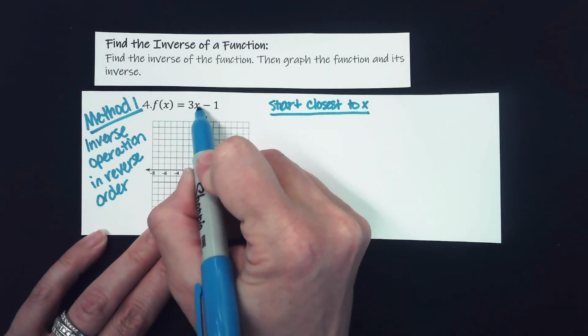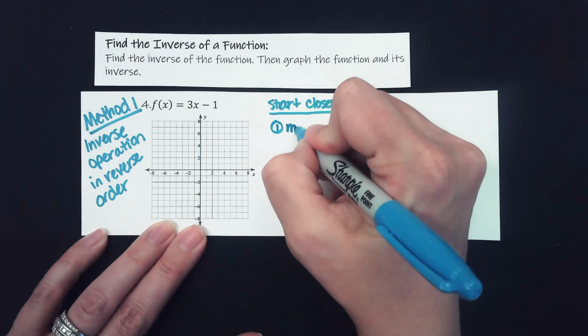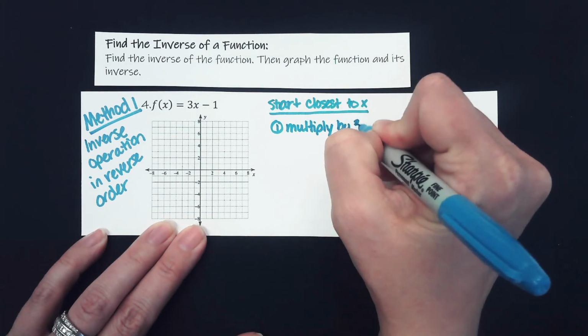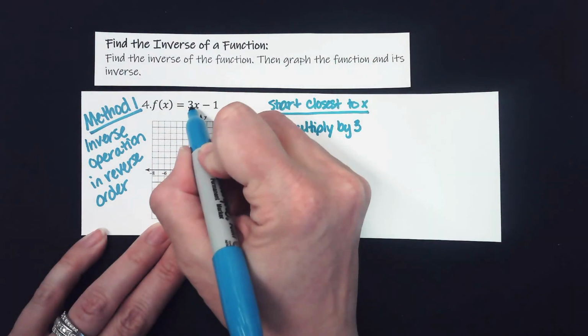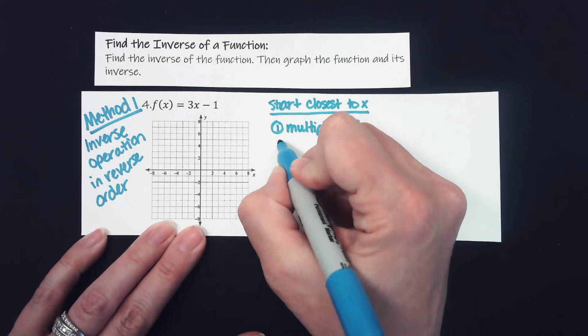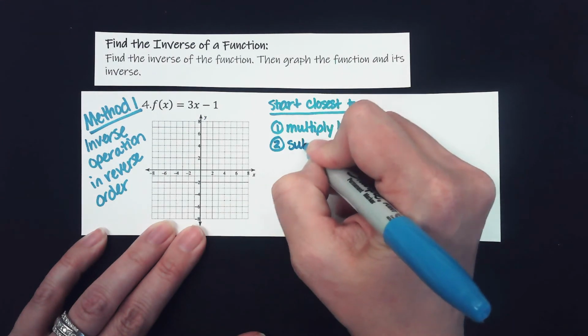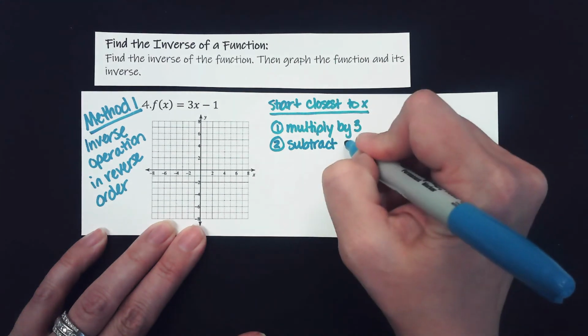What's happening to x here? So number 1, it's being multiplied by 3. Okay? So that's the first thing. And then as I move out away from x, it's being subtracted by 1. 1 is being subtracted from it. Okay?